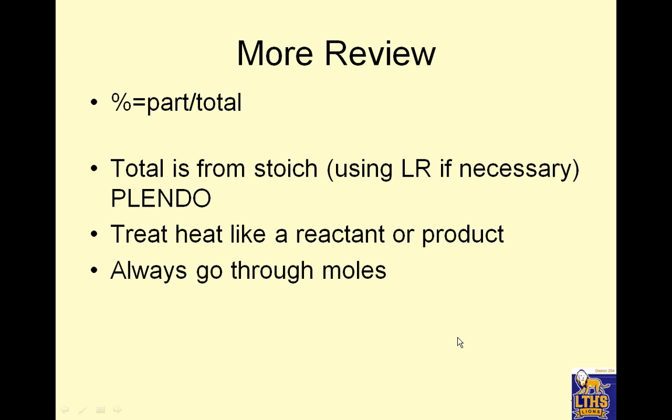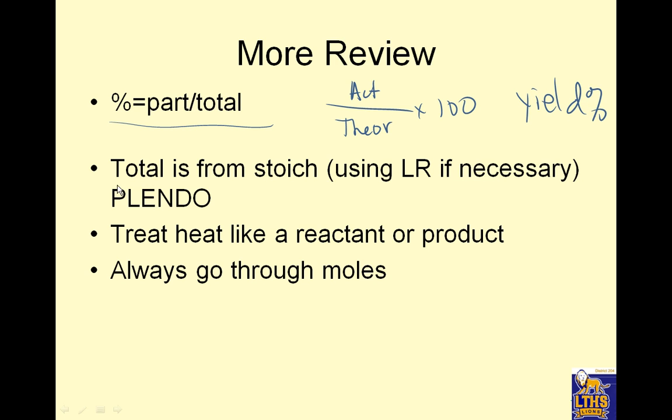Hey, what about the heat? Okay. Well, don't forget that percent yield is part over total. The part is the actual. The total is stoich times 100. That's for percent yield. How much do we get? Total is from stoich, using the limiting reactant.